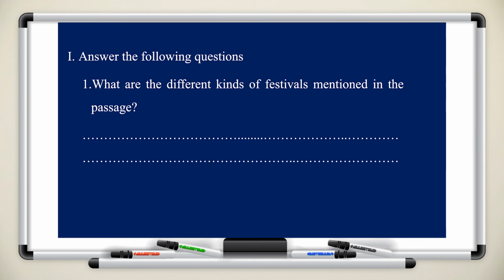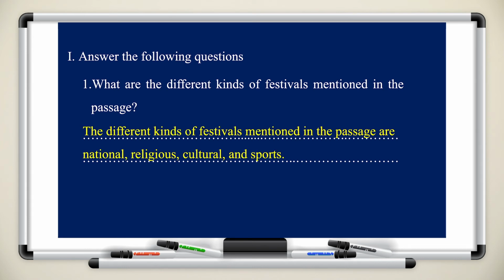Productive question. Number 1. What are the different kinds of festivals mentioned in the passage? So read the passage, and according to the passage, the answer is the different kinds of festivals mentioned in the passage are national, religious, cultural, and sports.